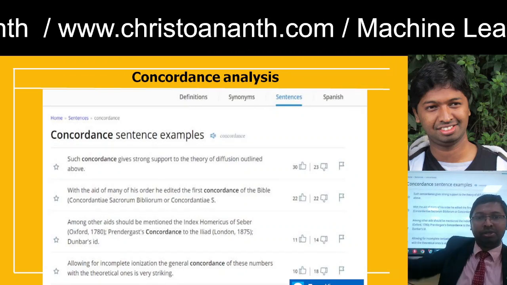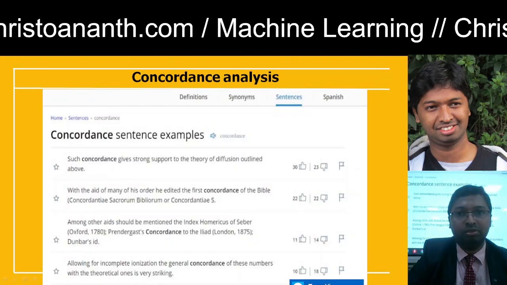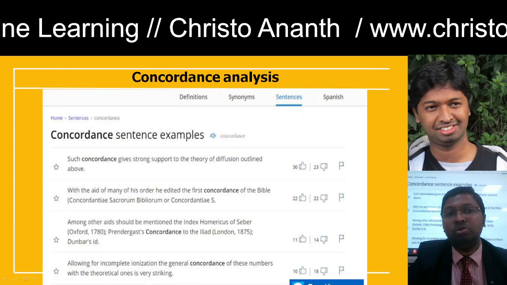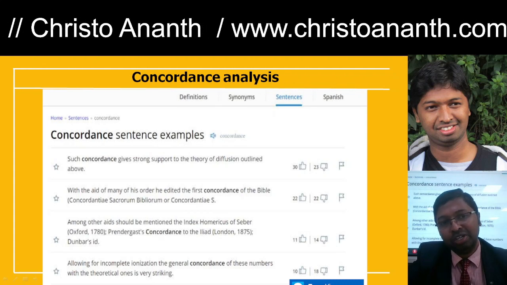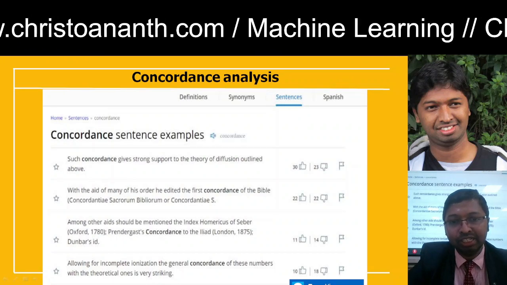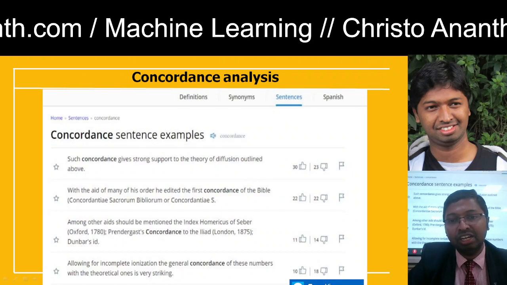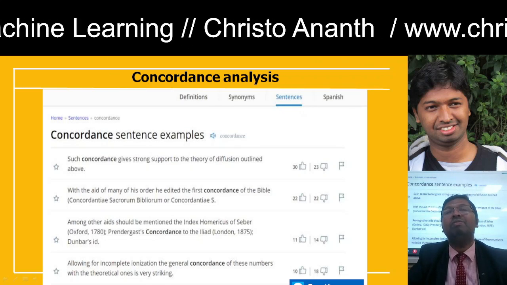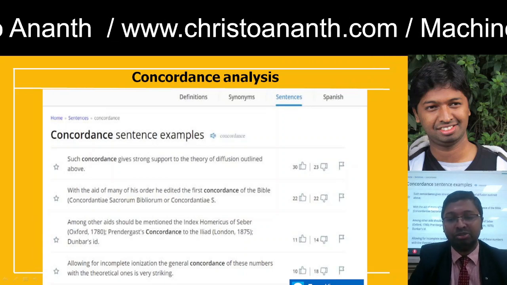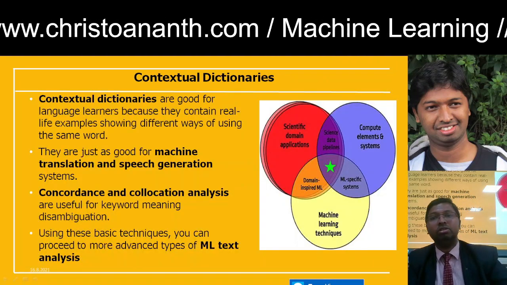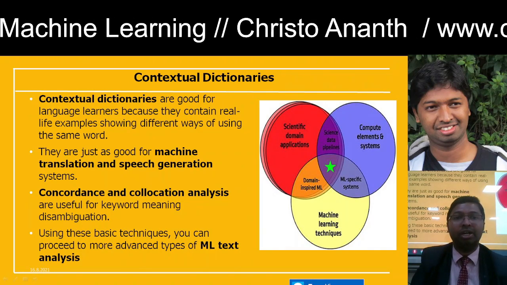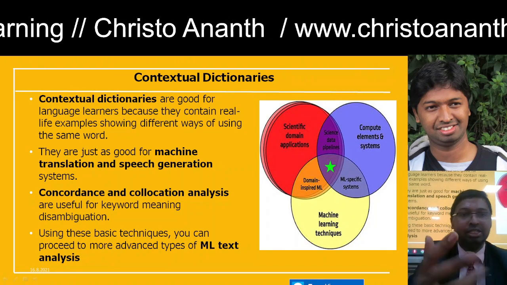Here, in the second example, concordance is a noun. This is one context, this is another context, and here is another context. General concordance of these numbers. Everything is different, but we have the same meaning and so on. So you will have contextual dictionaries also, which can be very good for language learners to understand different ways of using the same word.